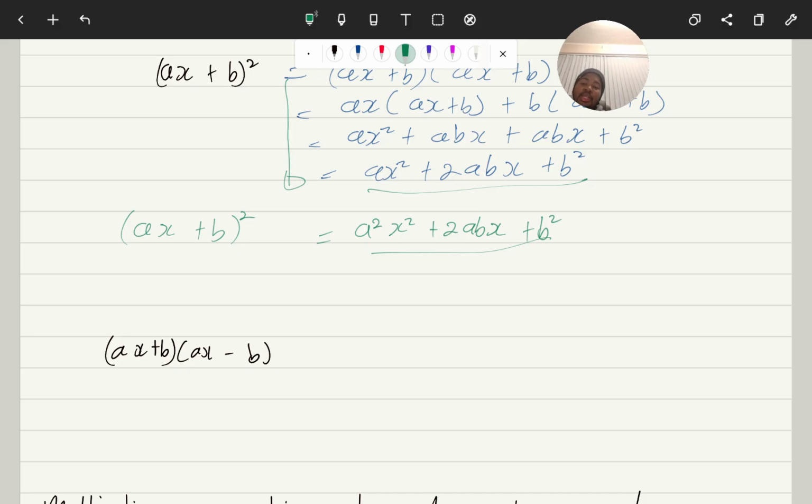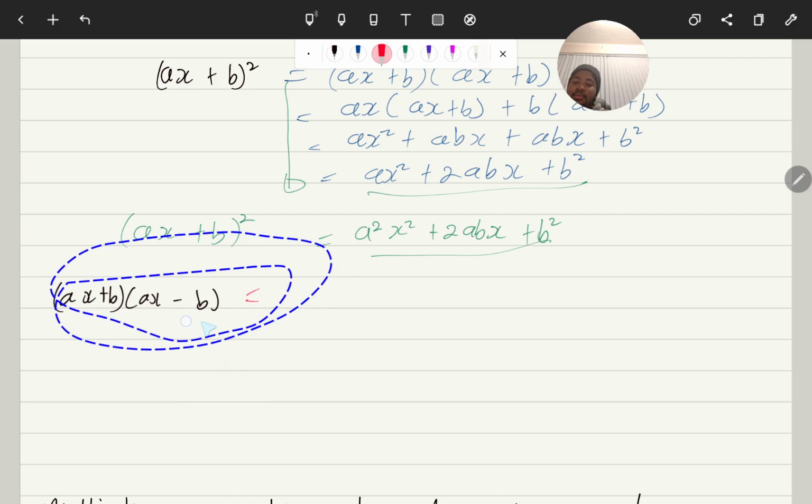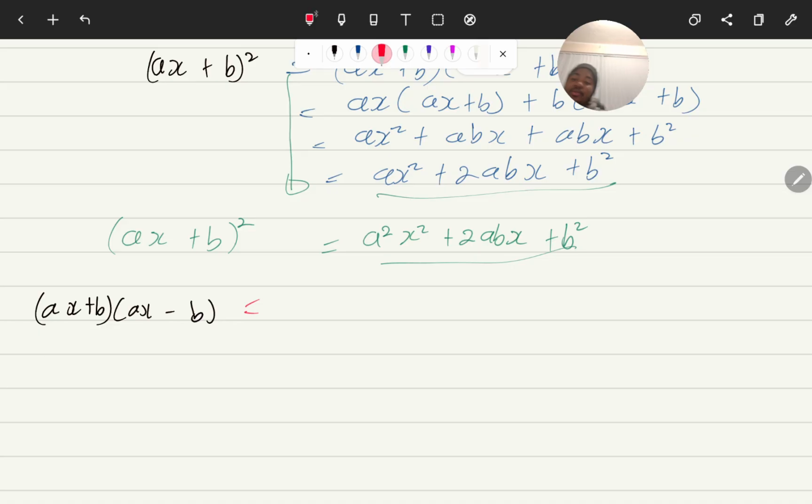Okay, so for this one, of course, we can use the method we've been using.